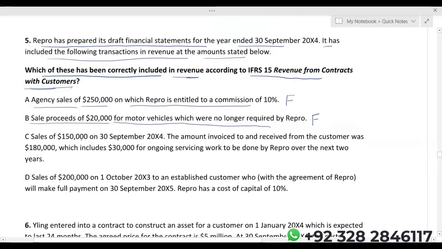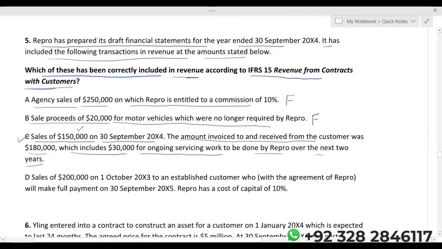Now, sale of 1,50,000 on 30th September X4. The amount invoiced to and received from the customer was 180. You received 180. You have recognized the revenue of 150, which includes $30,000 for ongoing service work to be done by Repro over the next 2 years. Can I say C makes sense?